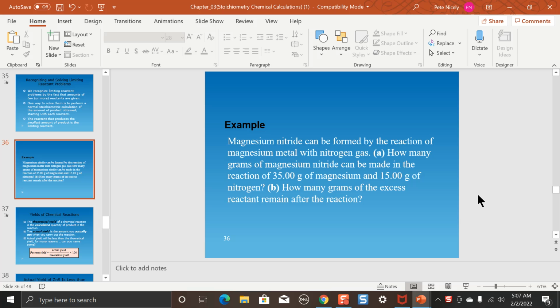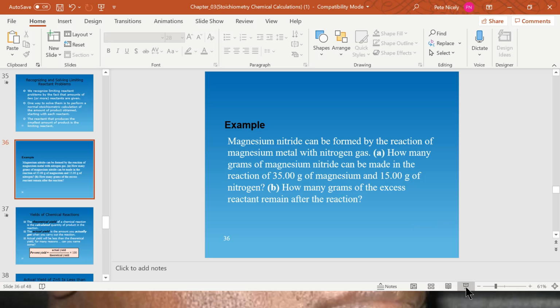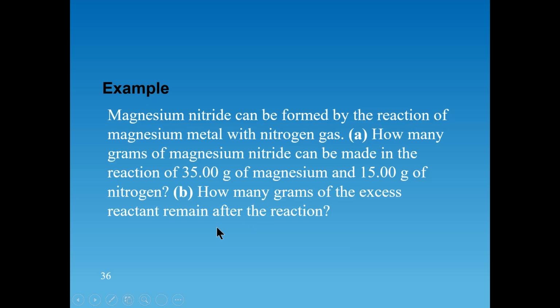So now we're going to move on to the B part of this example. Same equation and the same information from the previous A part, but it's asking in this case how many grams of the excess reactant remain after the reaction. So we already know what the limiting reactant is. That would be the magnesium. So that means that the excess reactant is nitrogen, as we said before.